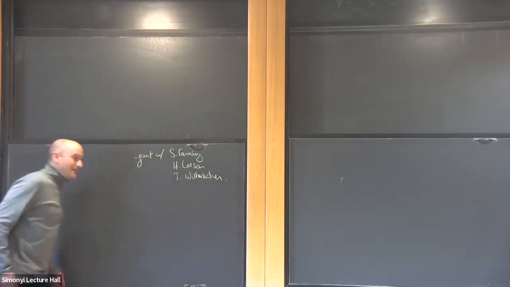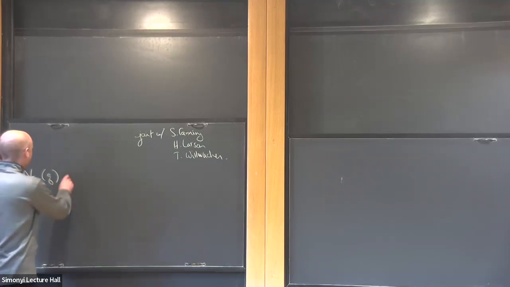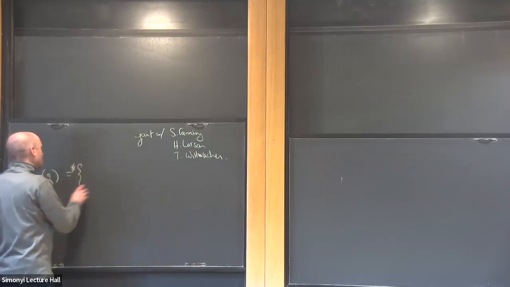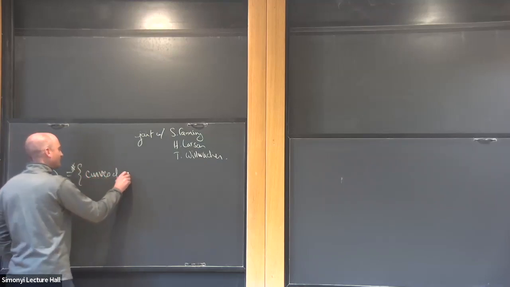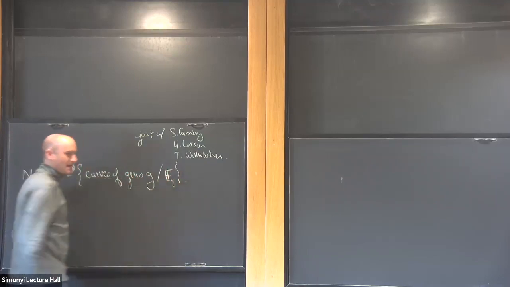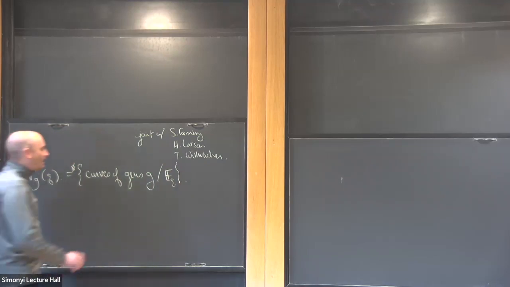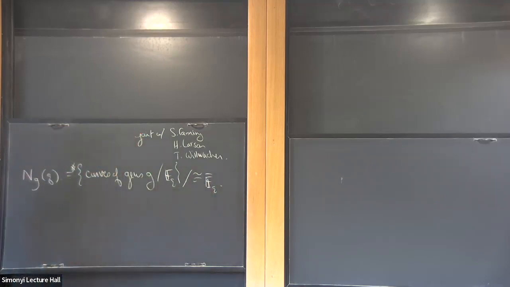So let me start with an enumerative problem. I want to count curves of a given genus over a finite field. So we'll look at the number of smooth projective curves of genus G over a finite field of size Q. And I'm going to count these up to geometric isomorphism. So I'll count two curves as being the same if they become isomorphic over F_Q bar.